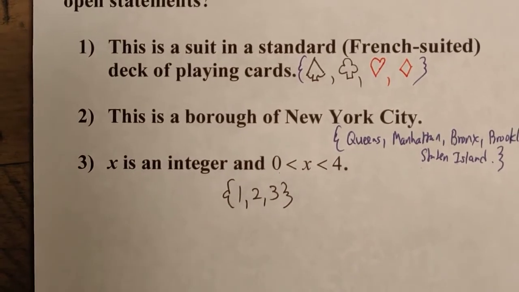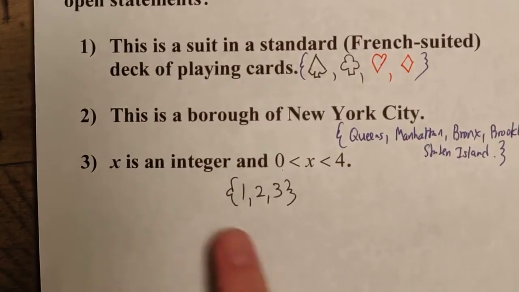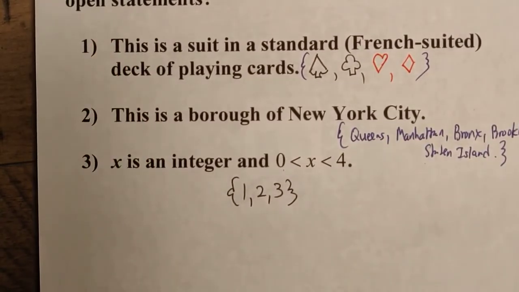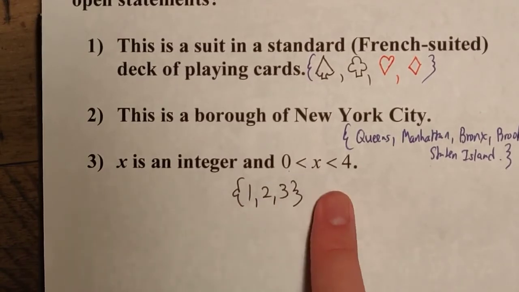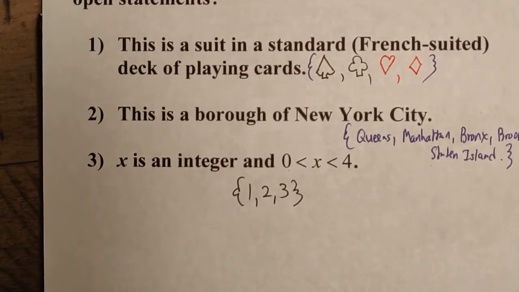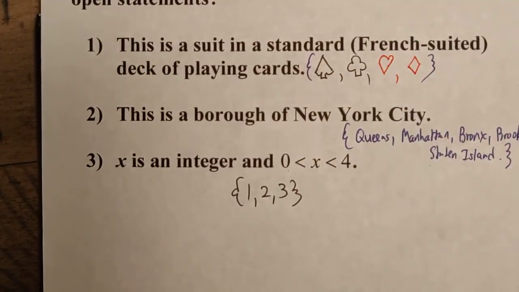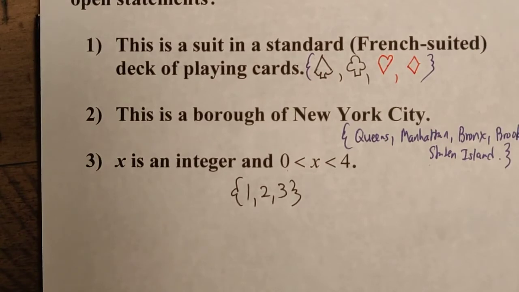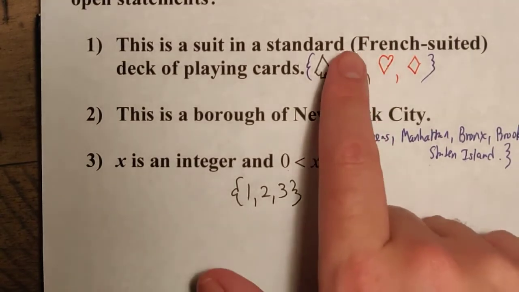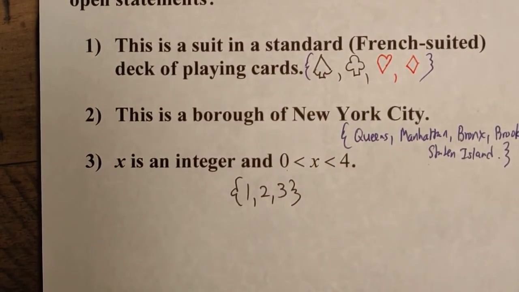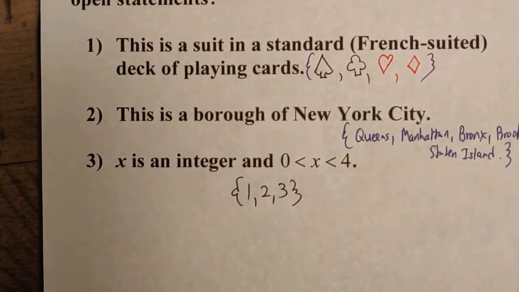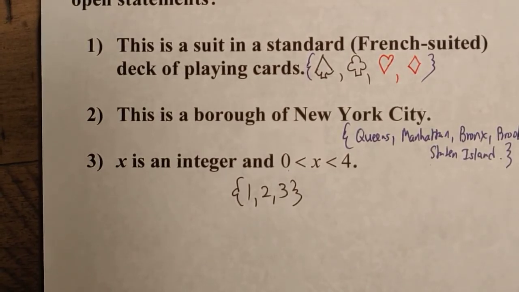Okay, so in order to go on here, I want to take a look at each of these statements. I'd like you to focus on the third statement. This third statement is certainly different from the other 2. Well, 1, because it's very mathematical, but 2nd, it seems to be more complex than the first 2. Notice on the first 2, there was only 1 condition to follow. This is a suit in a deck of playing cards. This is a borough of New York City. However, here we have 2 conditions to follow. We seem to have 2 seemingly independent statements that are glued together here. 2 statements that could have been their own open statements themselves.